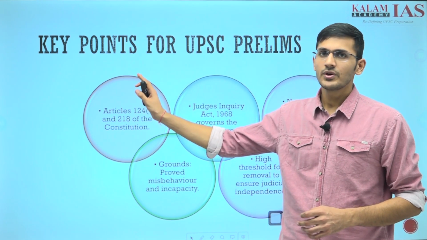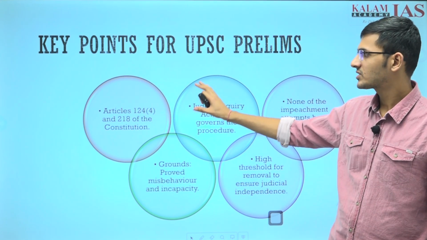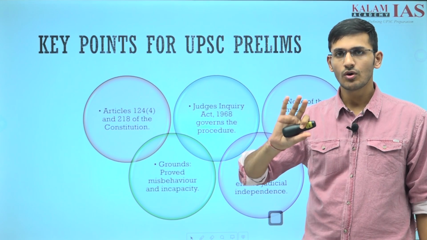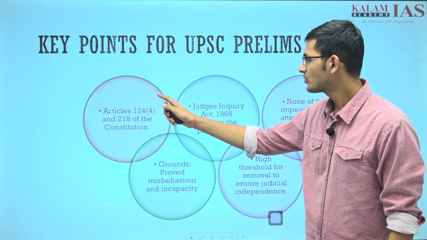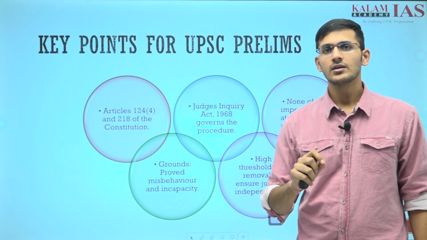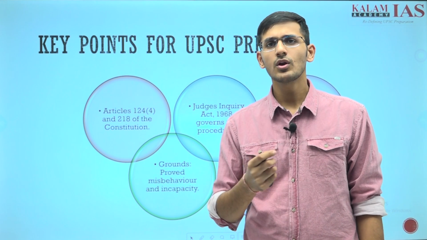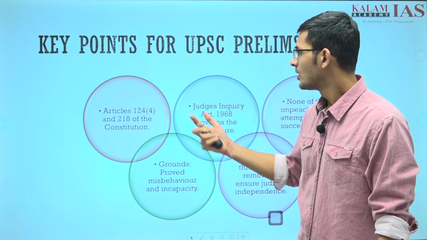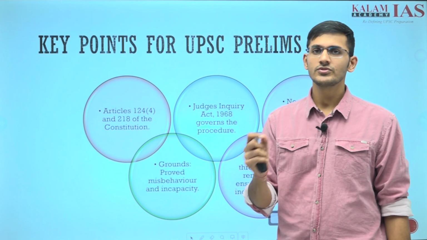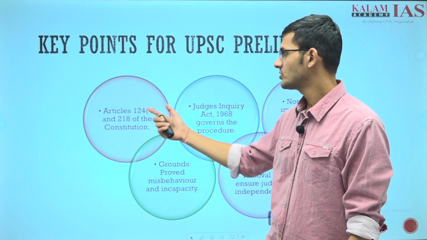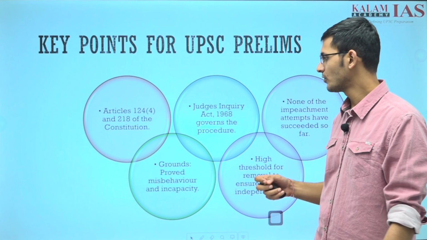Now, what are the key points from the prelims perspective? First is Article 124(4) and Article 218 of the Constitution. Article 124(4) lays down the removal of the judges of the Supreme Court. Article 218 says that removal or impeachment of the judges of the High Court has to follow the same procedure as mentioned in Article 124(4).